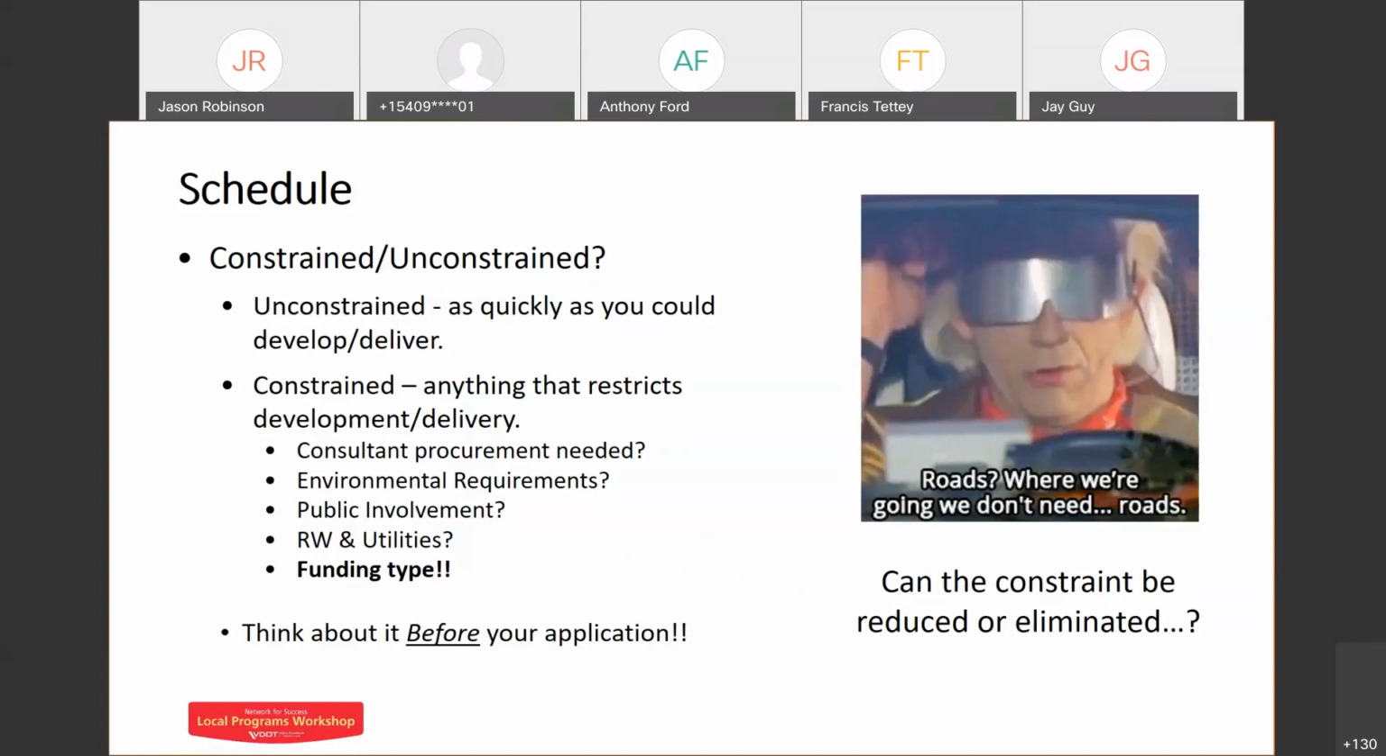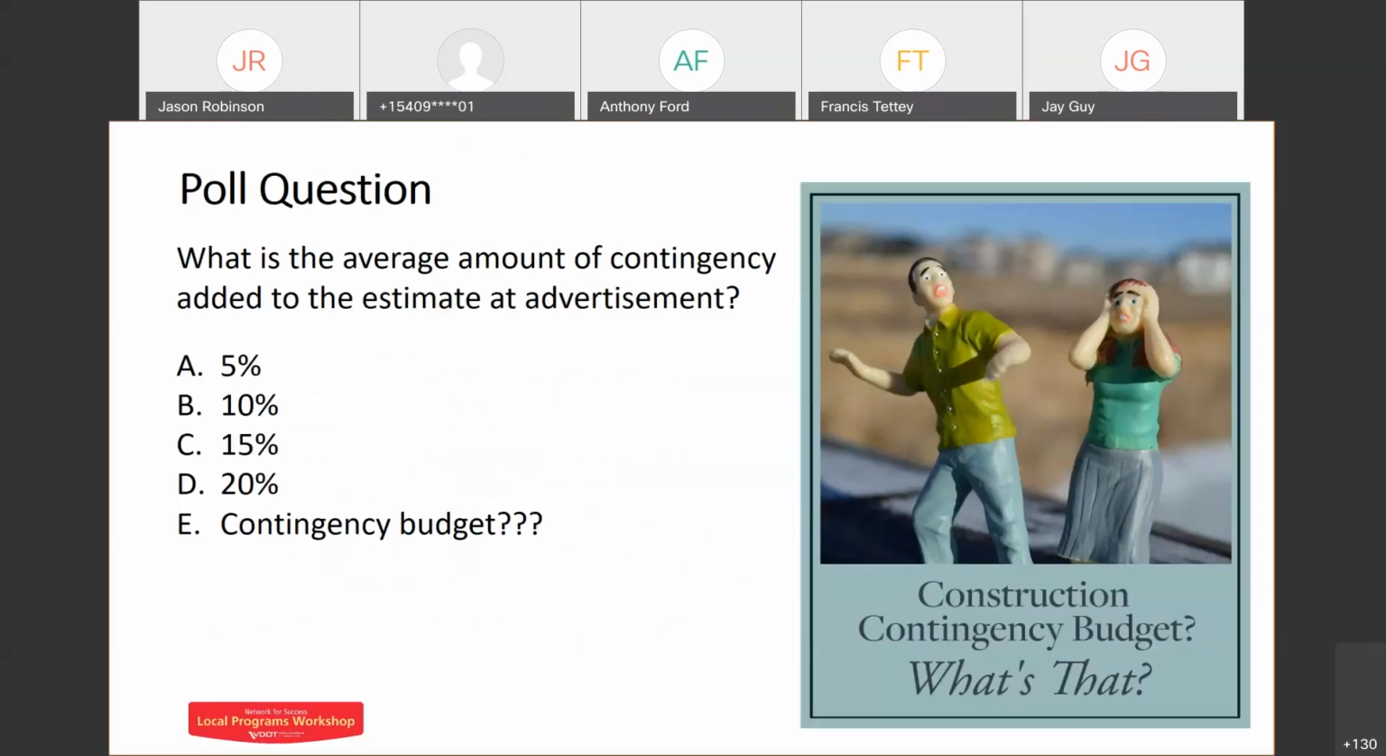Let's move along to estimates. I think here we'll have a poll if I'm not mistaken. So I'll go ahead and just read the poll. What is the average amount of contingency added to the estimate at advertisement? So this is when you're getting ready to advertise or even award. Is it 5, 10, 15, 20%? Who needs a contingency at advertising? What's that budget? So we have some options. We'll leave that poll up for a couple of minutes. We'll go ahead and move to the next slide, and I'll go through that. You can finish that as you have an opportunity to.